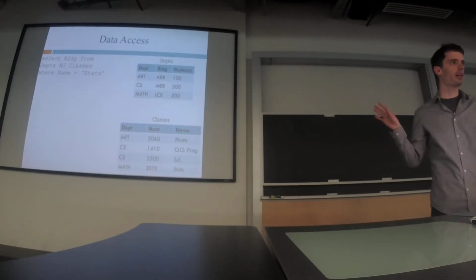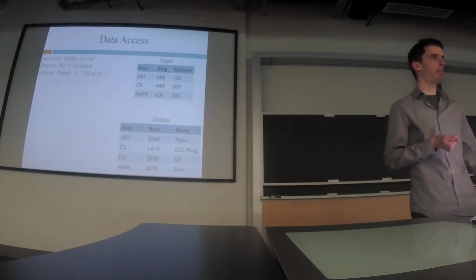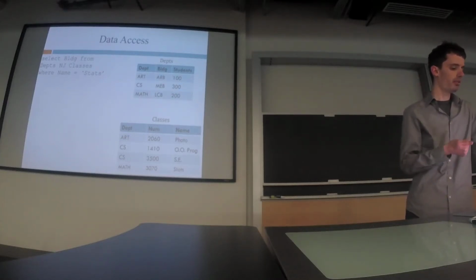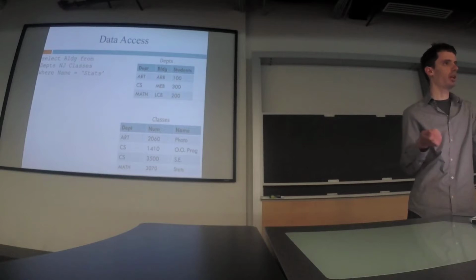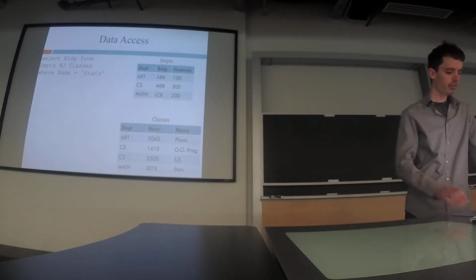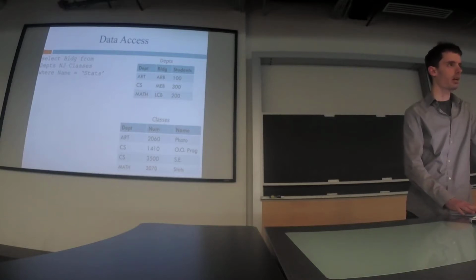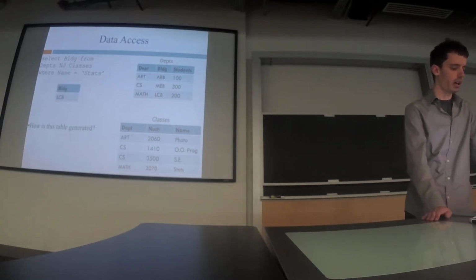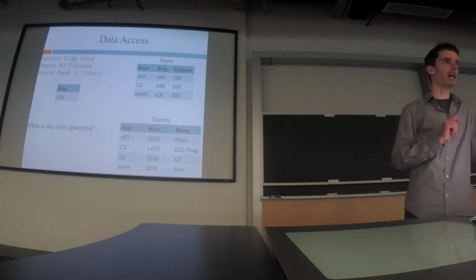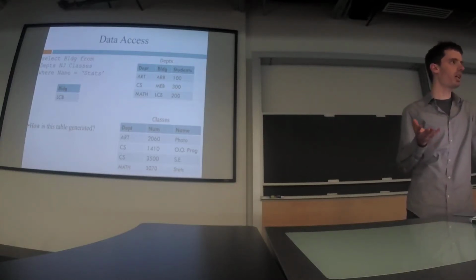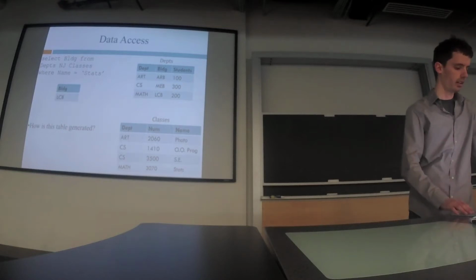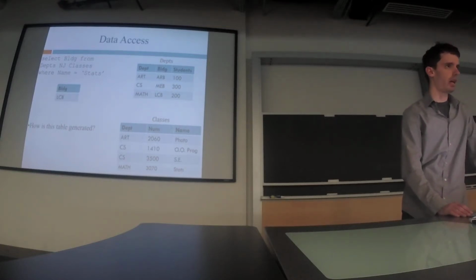Okay, now bringing back in the other table, because we're going to do a join. Select building from departments natural join classes where name equals stats. So well, this kind of depends on how the engine executes the query. Here's the table we're going to get. LCB is the building where the stats class is held. But how did we find that?